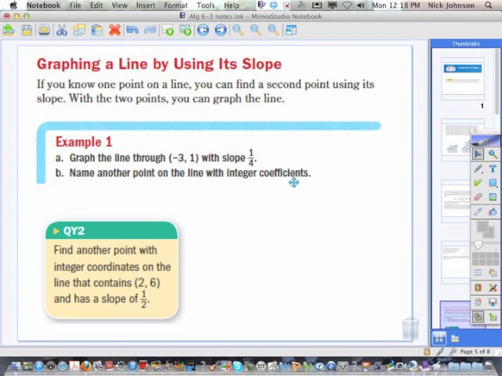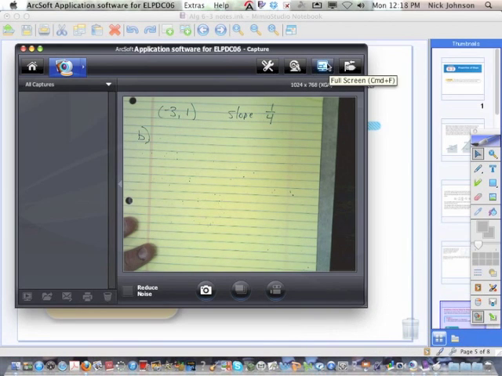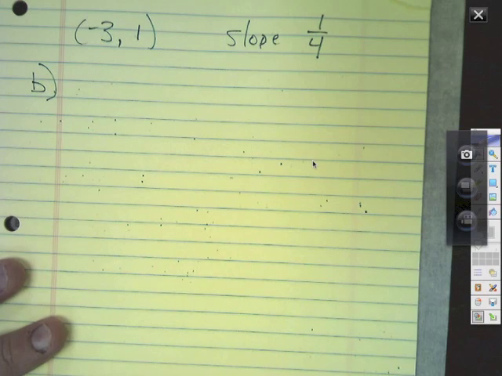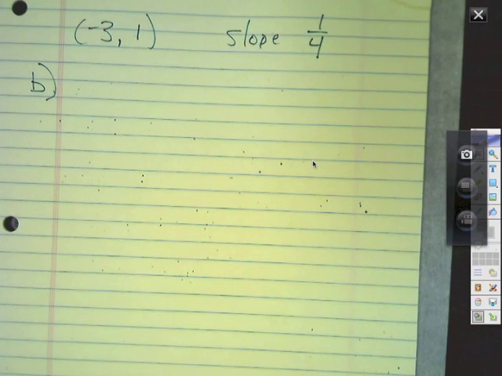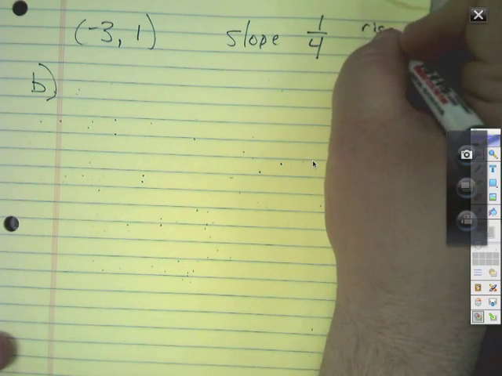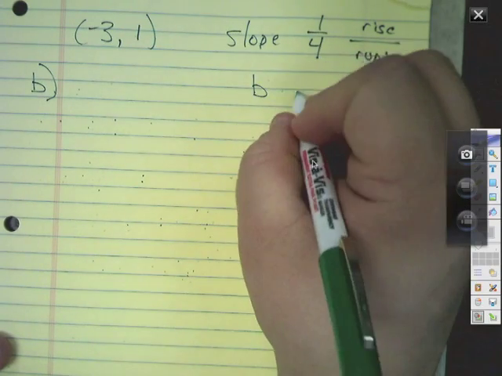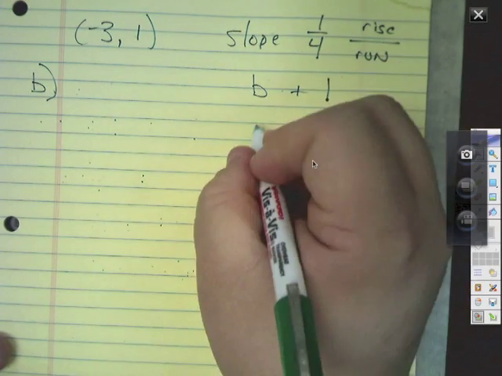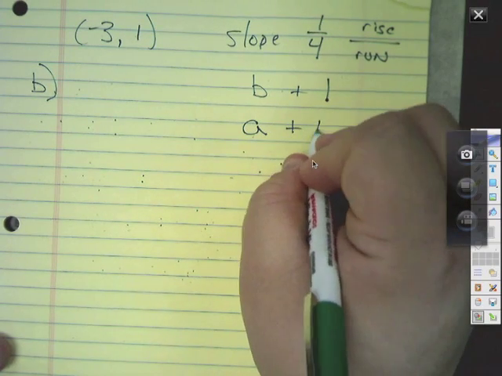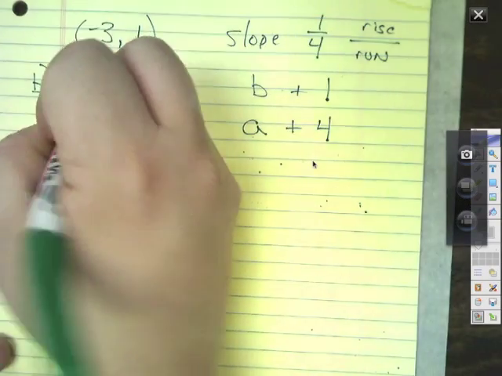Name another point on the line with the integer coefficients. Okay, that's our B. We're going to name another point. I'm going to do B first for you. So we just want to name another point that is going to be on that line. Now, if you remember, rise over run. So we're going to take B and we're going to add 1 to it. We're going to take A and add 4 to it.